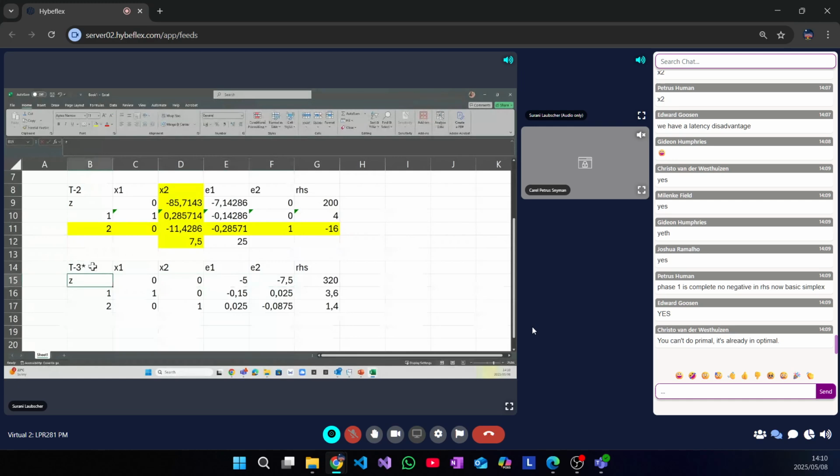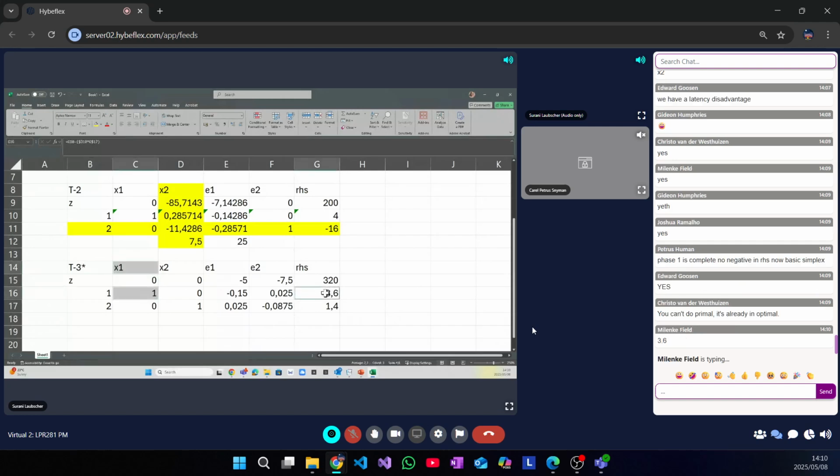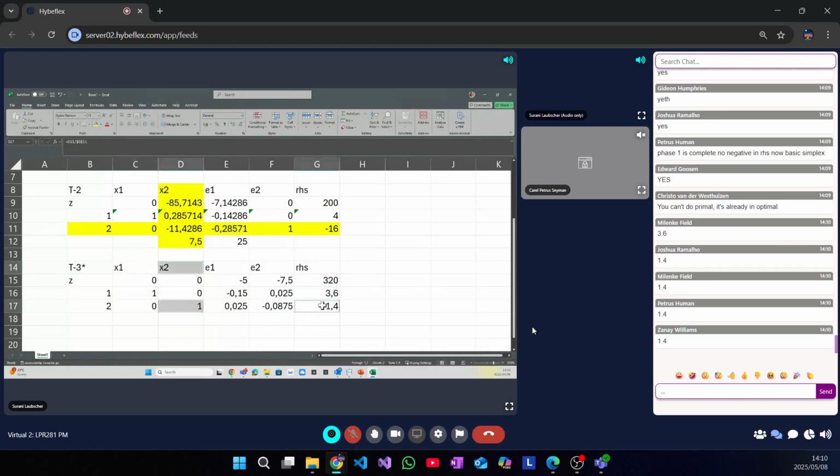Now, what is x1? Who can tell me what x1 is equal to? Online students, you give me x2. The class students are too fast. Give me x2, 1.4, good. What's the z value?